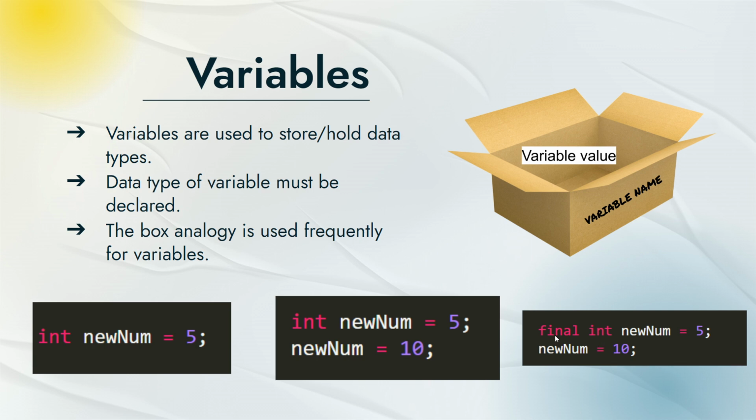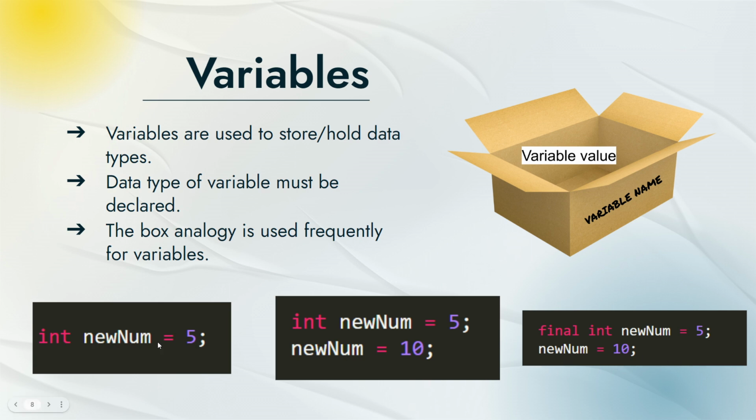And the final keyword, however, can be used so that variables cannot change their value. So if you use the final keyword, instead of a paper slip, you're writing inside the box. So if you say final int new num equals 5 and said new num equals 10, this would throw an error in the code because you cannot change the value of new num because of the final keyword. That is the final value of new num, and it cannot be changed.